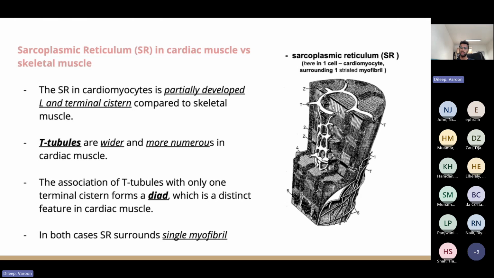Now, in both cases, the sarcoplasmic reticulum surrounds a single myofibril. So why does it surround a single myofibril? This is because it has to make sure that the calcium ions are delivered exactly where they're needed. So that was the difference between the sarcoplasmic reticulum in both.